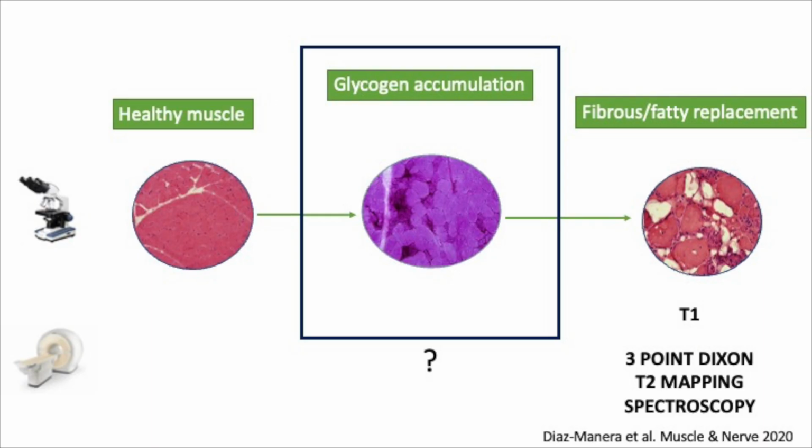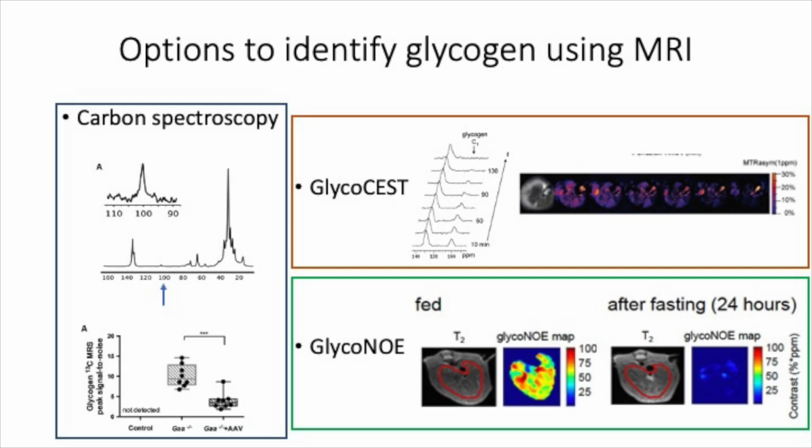So we got interested in glycogen. Can we study the glycogen? Is glycogen going to give us the answer for these patients? So can we study glycogen with MRI? Yes, there are some new techniques, and this is now a trendy topic. There are lots of groups working in this, glycoCEST and glyconoe, that I am not very familiar with. So I'm going to talk a bit about carbon spectroscopy.